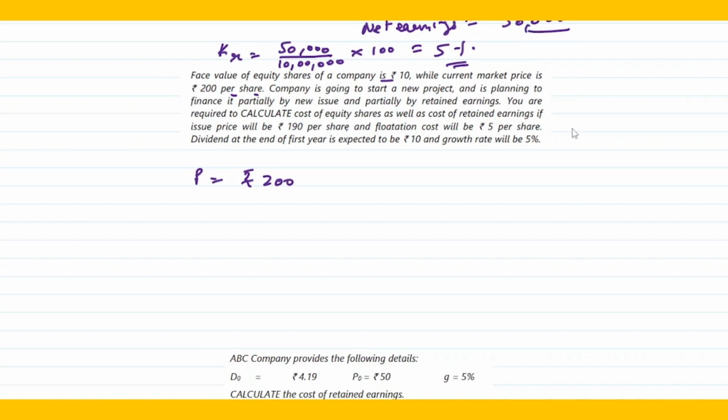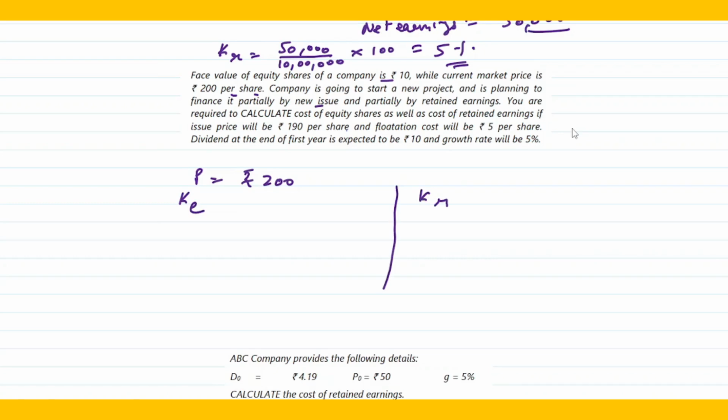Okay. It says the company is going to start a new project and is planning to finance it partially by a new issue and partially by retained earnings. So the company is basically going to make some new issues, and partially it is going to do it through retained earnings. You are required to calculate the cost of equity share as well as the cost of retained earnings. So you have to compute both. You have to compute KE, and you are supposed to compute KR. So we'll try and compute both.